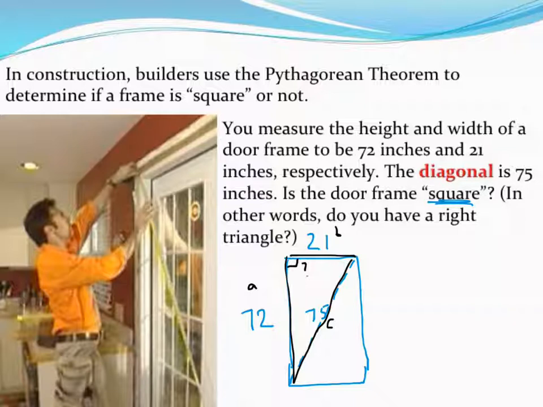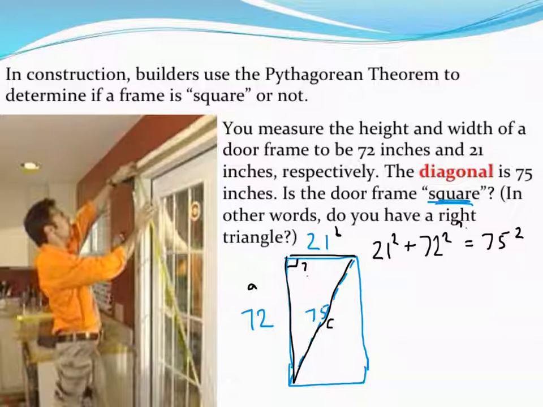So let me set up a little Pythagorean theorem equation right here. I've got 21 squared plus 72 squared, and then that needs to be equal to, and I don't know if it is, so I'm going to put a little question mark above it, 75 squared if that is indeed a right triangle. So let's go ahead and square these numbers and see what ends up happening.